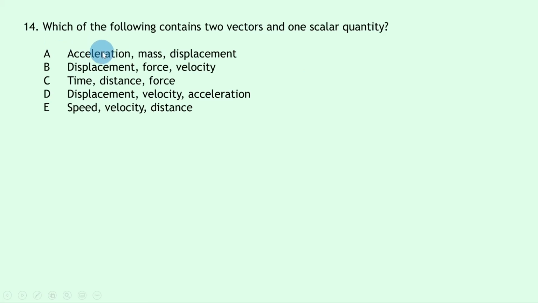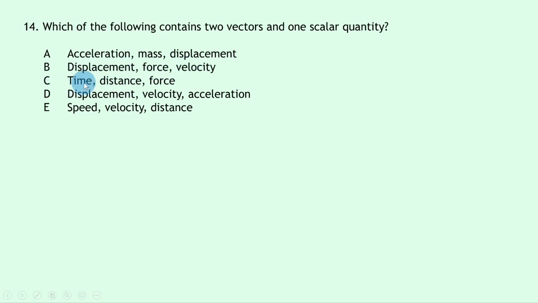So acceleration, that is a vector quantity, mass is a scalar quantity, and displacement is a vector quantity. So it's looking like A as our answer here, but let's just look at the rest. So displacement, that is a vector, force is also a vector, and velocity is a vector. So there's 3 vectors there, so that is not going to be the answer.